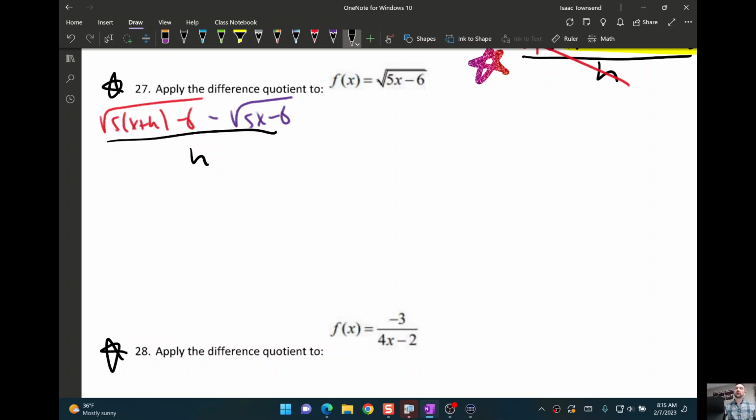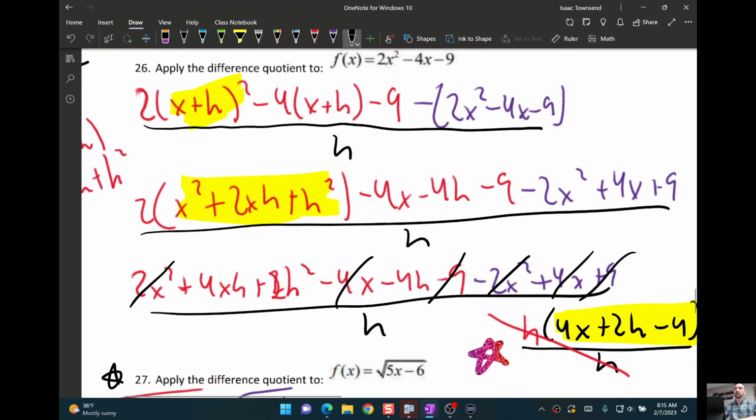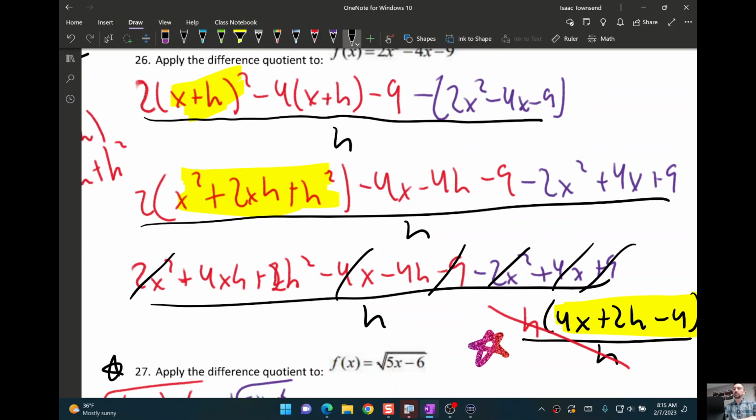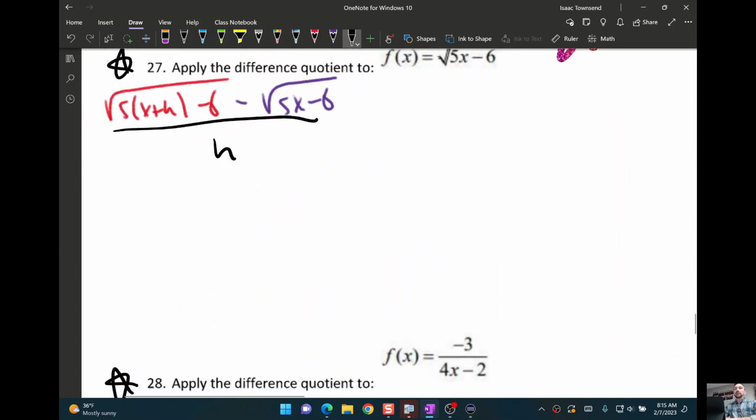What makes this question different than 26 is it just doesn't simplify the same way. Up here, we got to FOIL and distribute and combine like terms and eventually cancel out an h. Here, there's nothing to FOIL, there's nothing to distribute. Well, I guess you can distribute this 5, but there's not much that you can do. So you have to know this step to move forward. I think it's good for y'all to see this again, because it was just a week or 2 ago that you guys had not seen any real uses for conjugates.